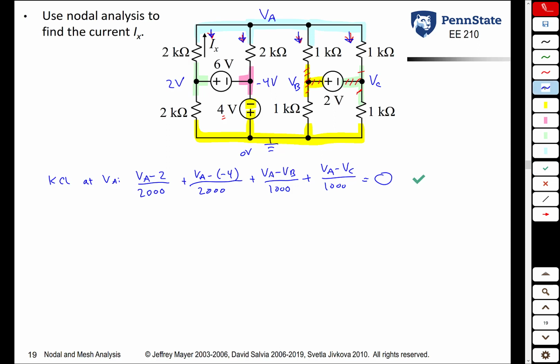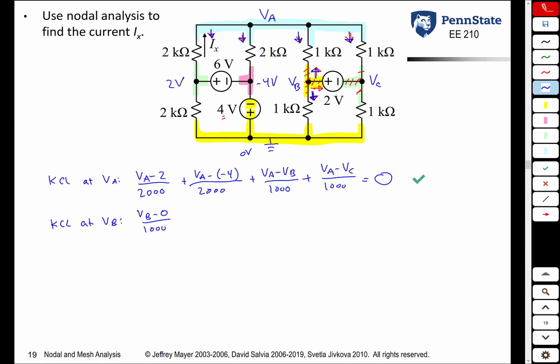Now let's look at the VB node. So if you try to do KCL at the VB node, it's this current plus that current plus that current is equal to 0. Current going down here through this 1 kilo ohm resistor is what? VB minus 0 over 1000. No problem there.